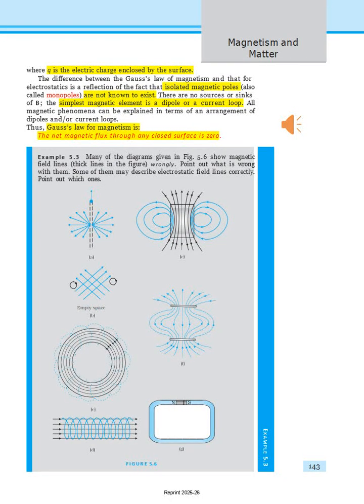The difference between Gauss's law of magnetism and that for electrostatics is a reflection of the fact that isolated magnetic poles, also called monopoles, are not known to exist. There are no sources or sinks of B. The simplest magnetic element is a dipole or a current loop. All magnetic phenomena can be explained in terms of an arrangement of dipoles and/or current loops. Thus, Gauss's law for magnetism is: the net magnetic flux through any closed surface is zero.